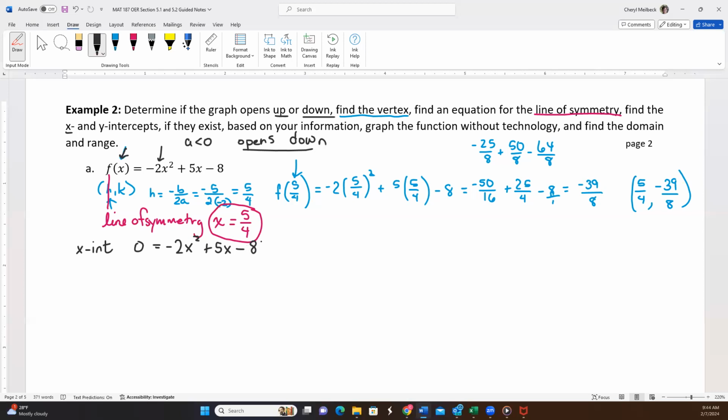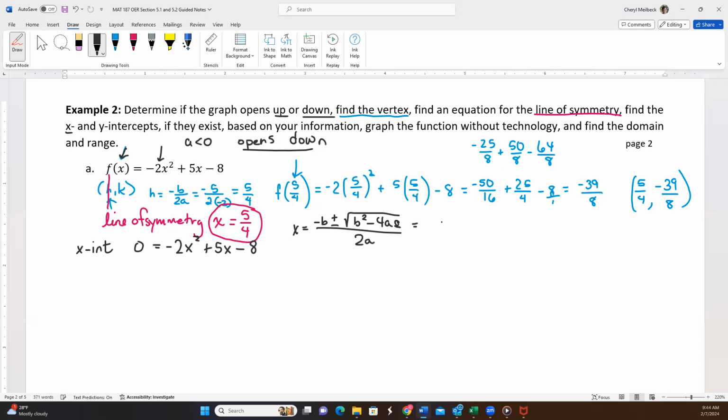Now we can factor this, but this cannot be factored. I already tried. So if you're having problems and you can't factor something, we can always use the quadratic formula, which is, of course, -b plus or minus the square root of b squared minus 4ac all over 2a. That's a c there.